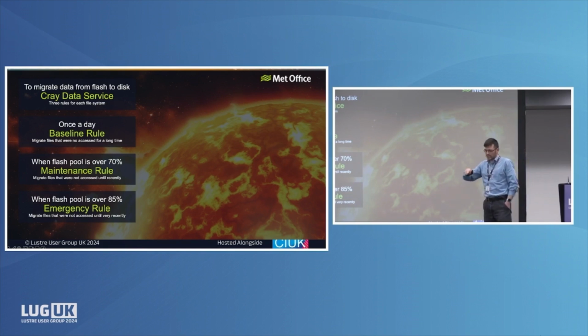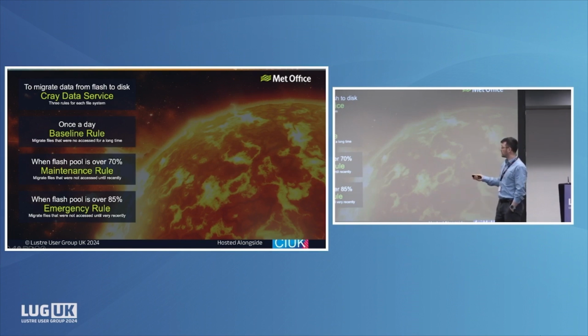And it works with rules. Every time some rule is activated, it moves some specific data. And we decided to use 3 rules. A baseline rule that is run once a day, where it says migrate files that were not accessed for a long time. Being generic here, because we have different areas in each file system. We have one area for long data, one area for scratch data. So each of them varies depending on that. But for example, for the long data it's like 65 days. So if you don't touch your file for 65 days, you will find it on disk.